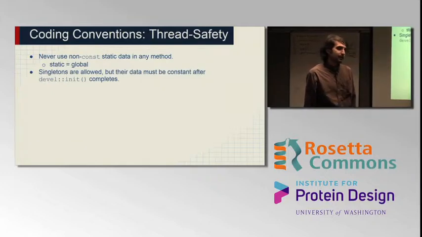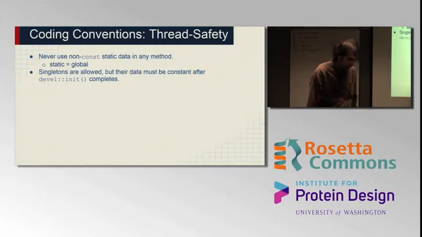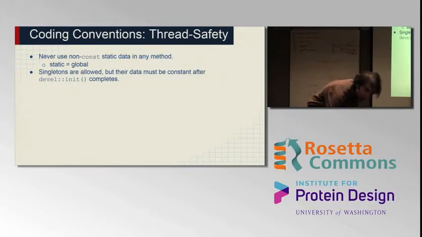Think about thread safety. Don't use non-const global data. Avoid global data in general. Data must be constant after devel init completes. Devel init is called at the start of any Rosetta app.